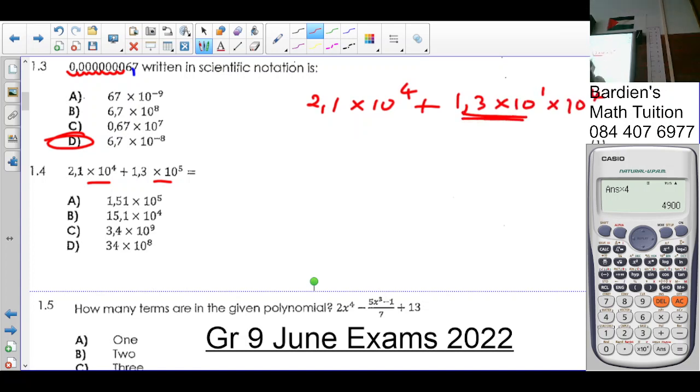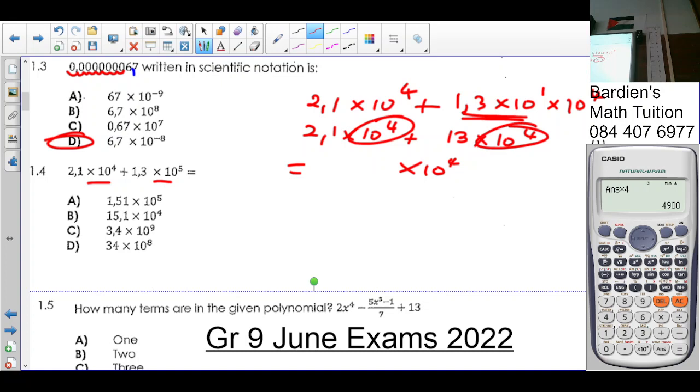So that I will absorb this. So it's 2.1 times 10 to the 4 plus 13 times 10 to the 4. Because we can treat this as like terms, so that it will be 13 plus 2 is going to be 15.1. So let's see if that is one of the solutions. Yes. So the answer is B. Okay.